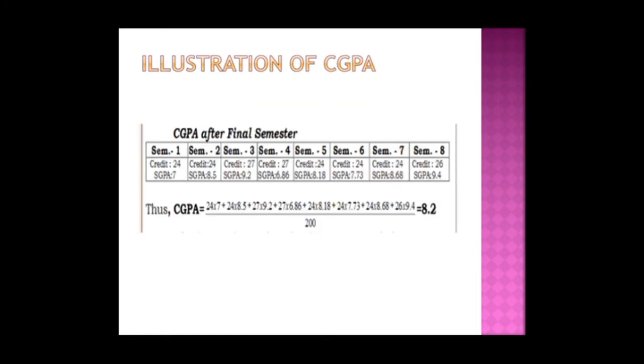And now how to calculate CGPA. In each semester you have already calculated your SGPA, right? And you also know the total credit in each semester. So maybe it's a 4-year course, maybe you will have 8 semesters. So how to calculate: 24 into 7 plus, that is 24 is the first semester's credit into 7, the SGPA score. Then you add all of this, divided by the total credit, which is 200. Out of 200, it is equal to 8.2 that you will get.